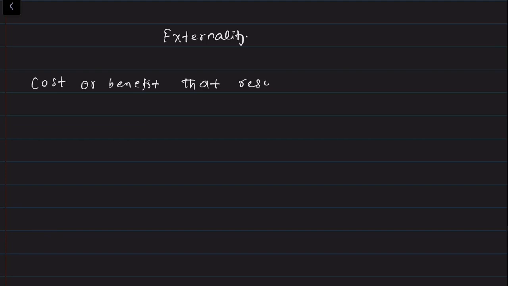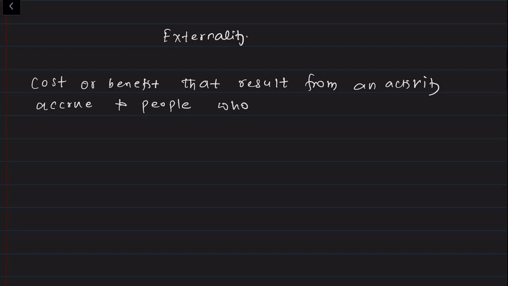In this video we are going to look at externality. So externality is a cost or benefit that results from an activity and accrues to people who are not directly involved in the activity.